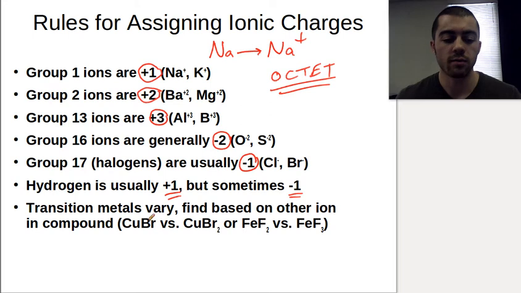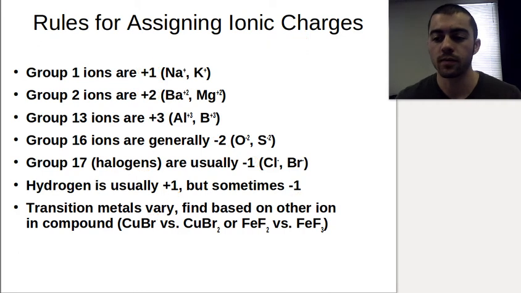So if we have copper with a bromine, and we know that bromine, being a halogen, likes to have a -1 charge, then we could figure out what the copper charge would be based on that, and that's what we're going to do with assigning charges today. So again, base all of your charges on the octet rule and see what would be the most favorable charge or oxidation state for the element based on the octet rule.